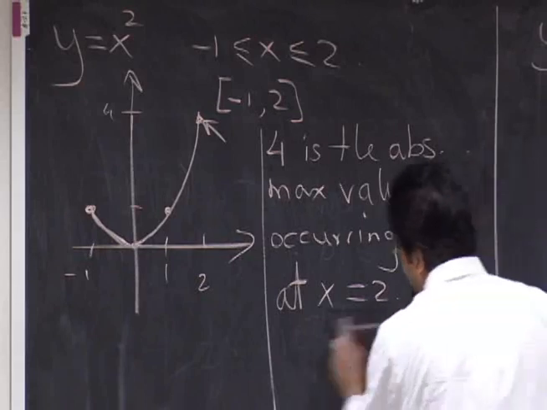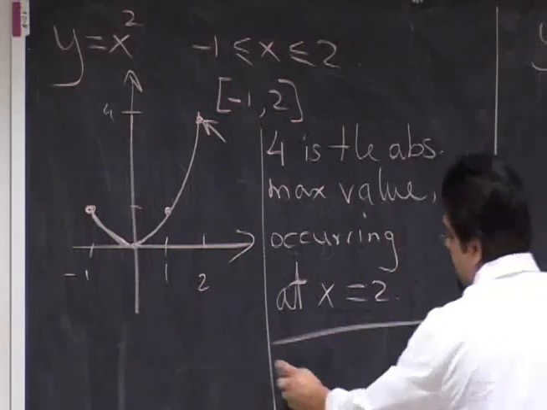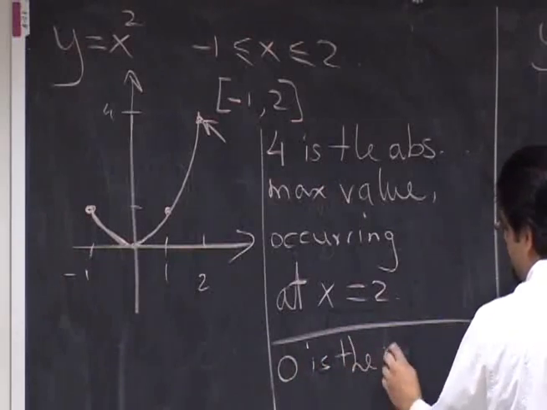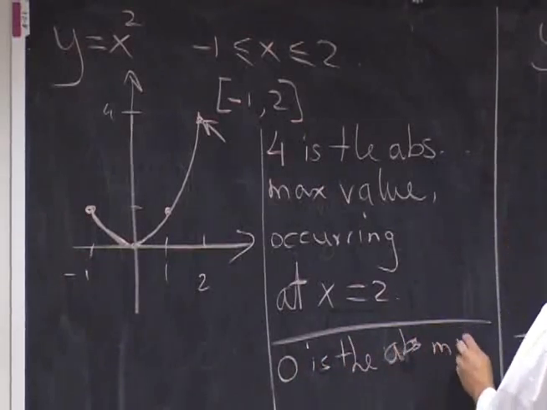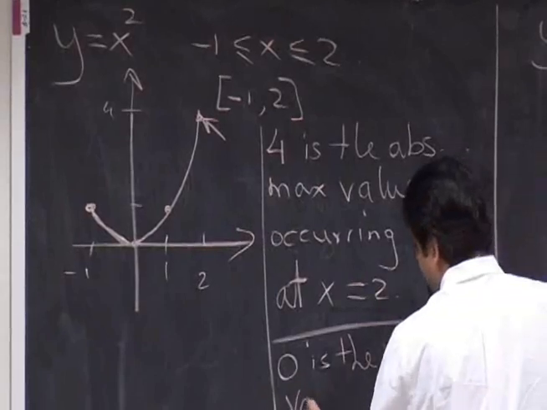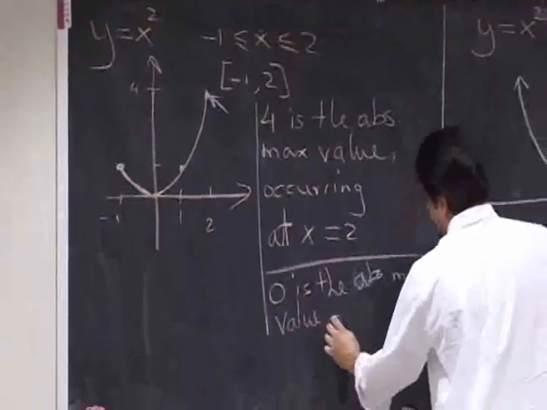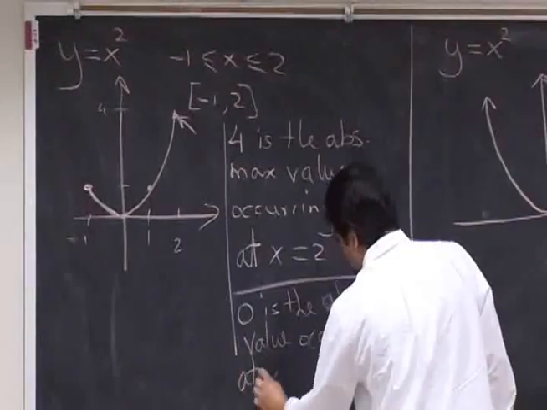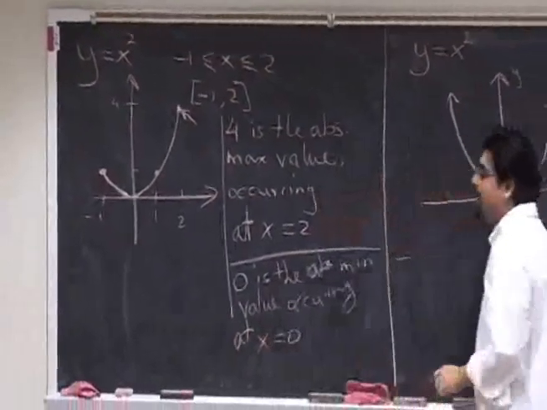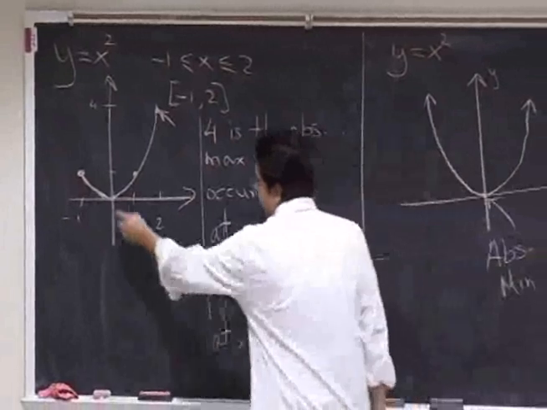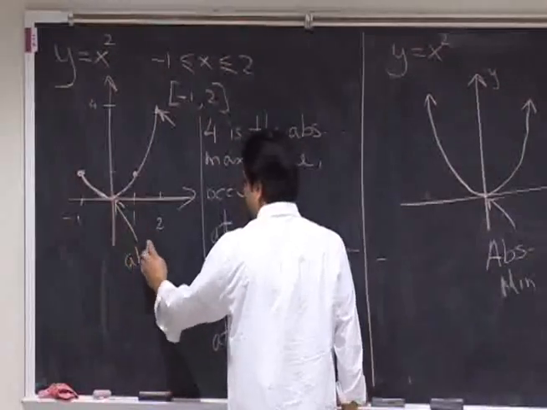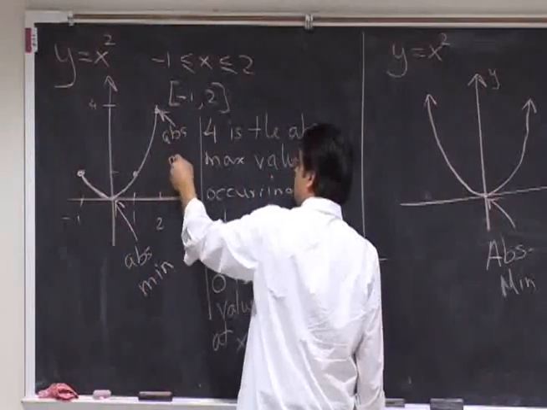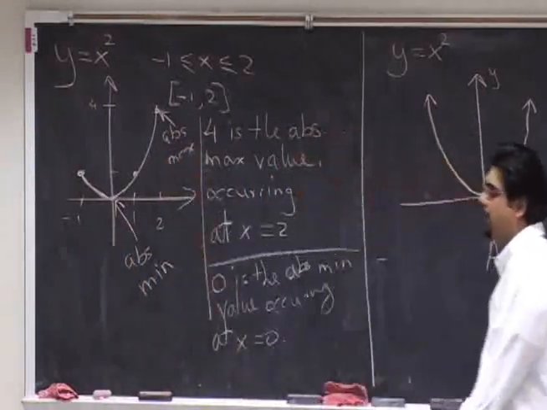And so similarly, we would say that 0 is the minimum value occurring at x equals 0, occurring at that location, which is here. That's the absolute minimum. This was the absolute max. Okay?